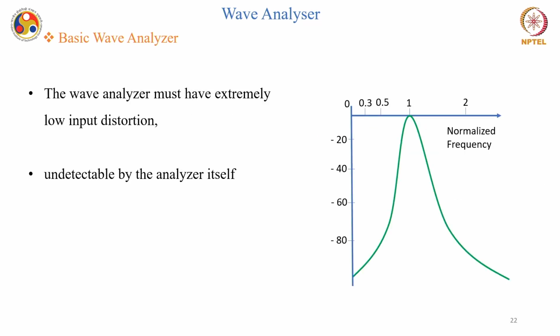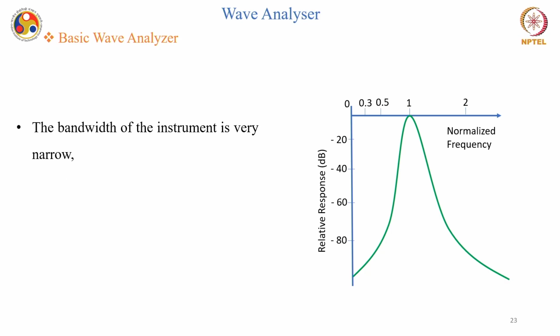The wave analyzer must have extremely low input distortion. It should be as low as possible, and it is sometimes so low that the analyzer itself cannot detect it. And the bandwidth of the instrument is very narrow, and this is the relative response plotted against the normalized frequency of a wave analyzer. You can see that the bandwidth is very, very small.